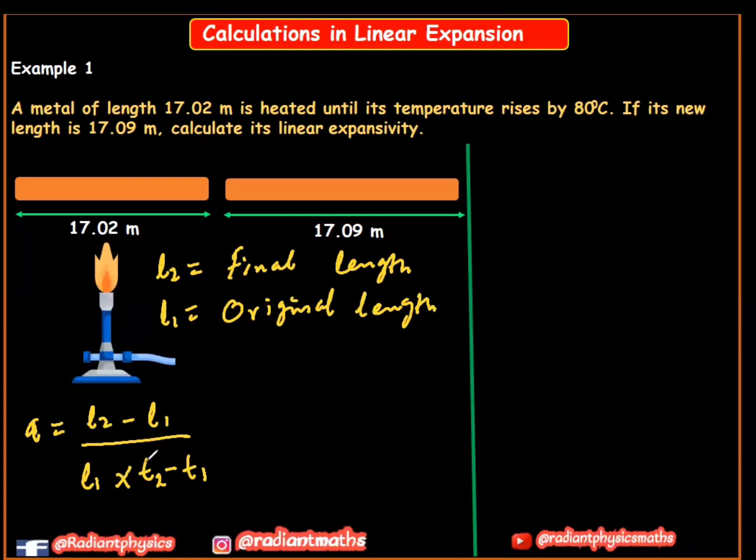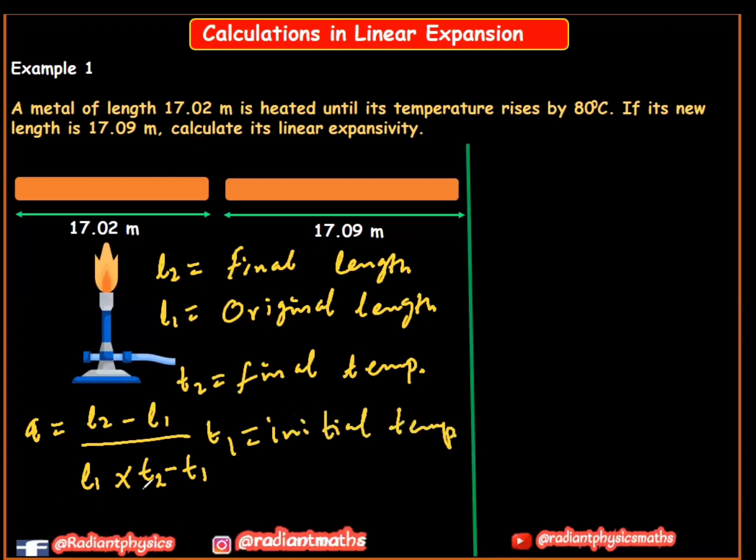And then we have T2. T2 is basically the final temperature. And T1 is the initial temperature. So T1 is initial temperature.